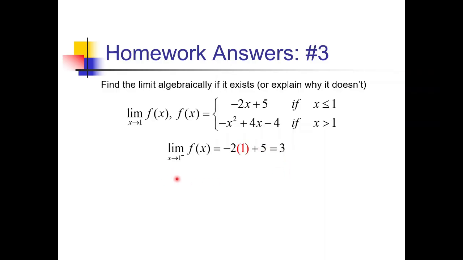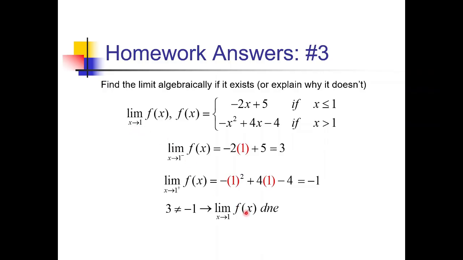Next, to find the right side limit at 1, I'm plugging 1 into this second rule, this quadratic rule. So that's -1 squared plus 4 times 1 minus 4. That's -1 plus 4 minus 4, so -1 overall. 3 and -1 are different limits for the left and the right. So that means the overall limit as x approaches 1 does not exist.